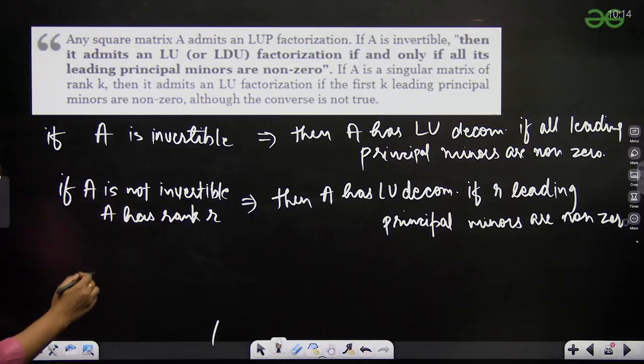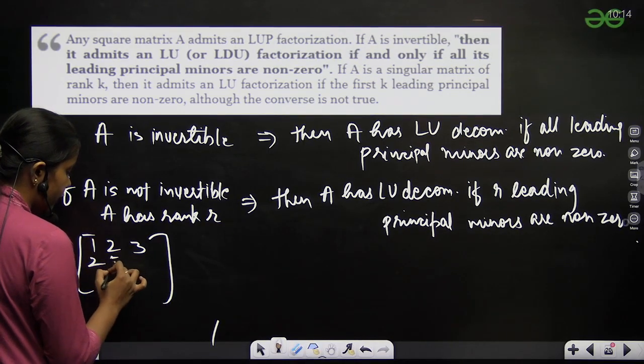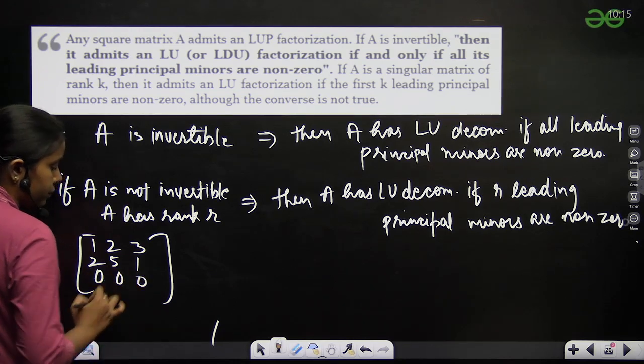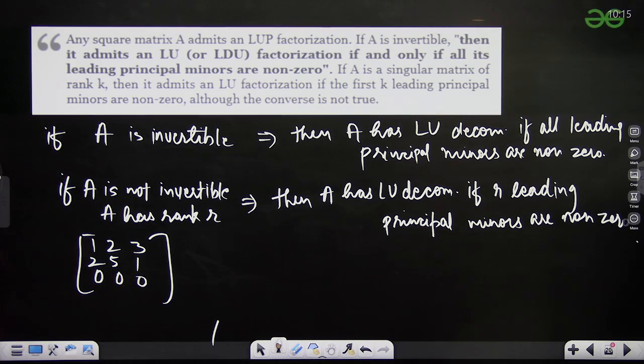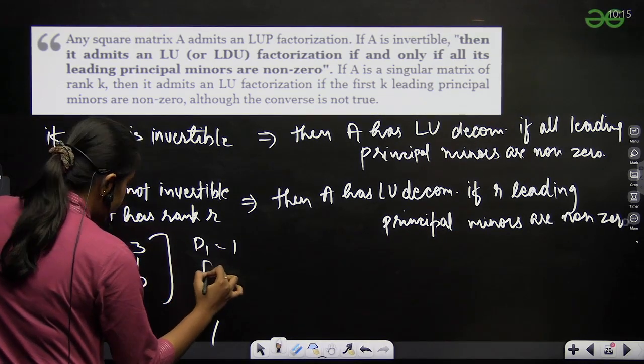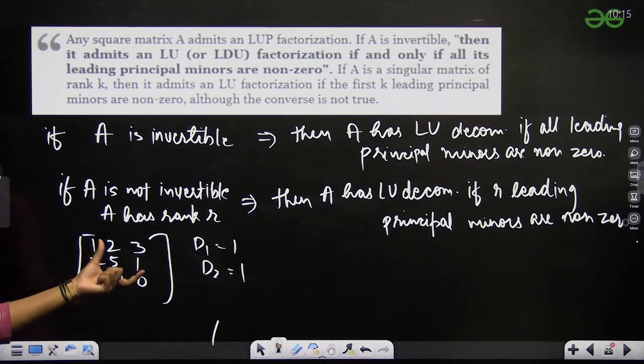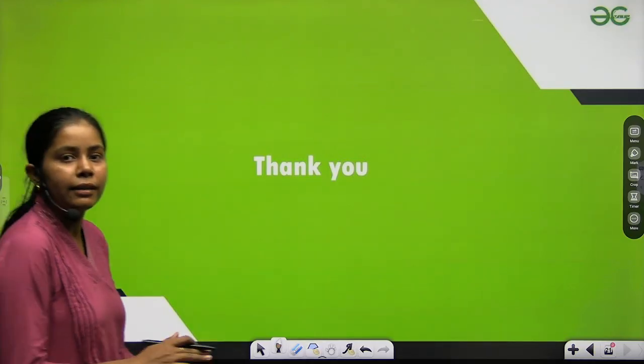Like if I check this matrix 1 2 3, 2 5 1, 0 0 0. This matrix has determinant 0. It is not invertible, rank 2, but it has two leading principal minors. First D1 is 1 and D2 is 1, right? So both are non-zero, so it would have LU decomposition, and you can try to find it by yourself. Okay, so that's all for this video.